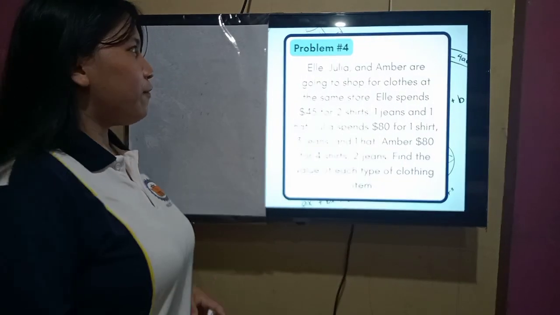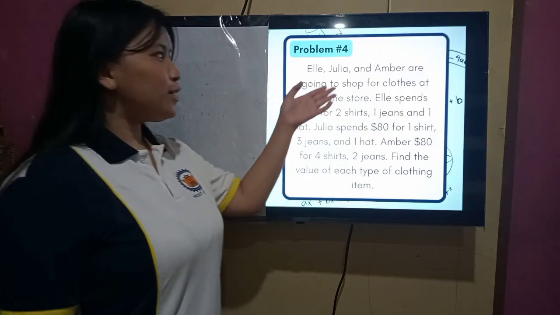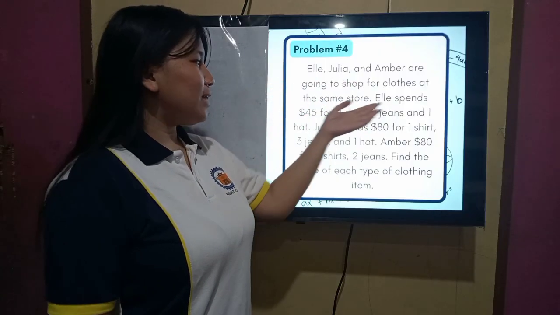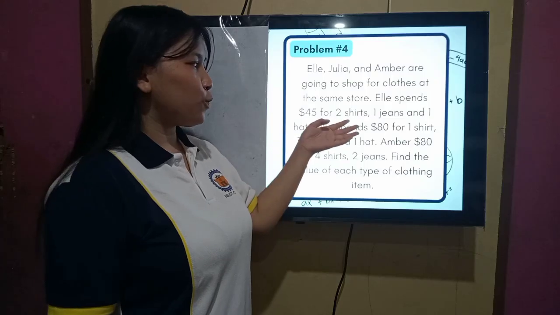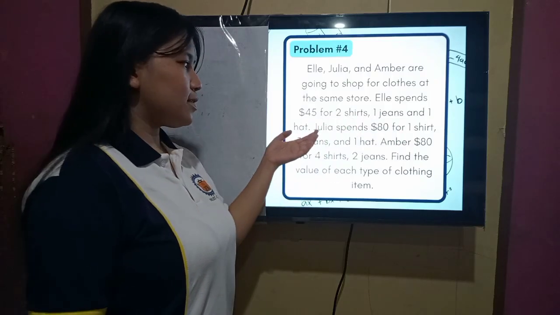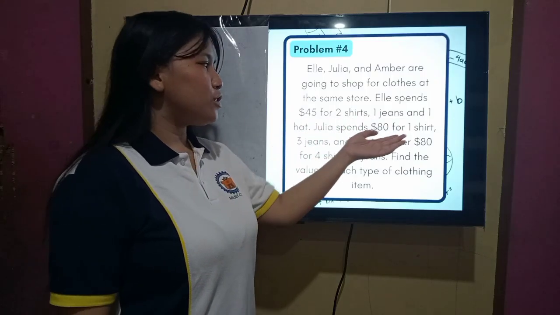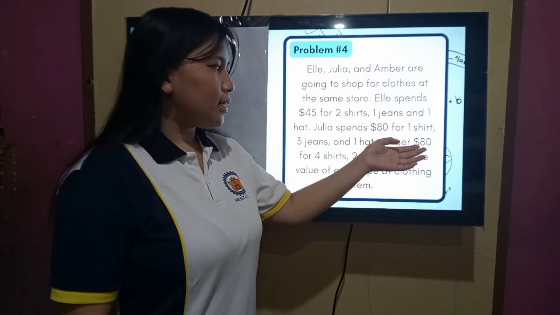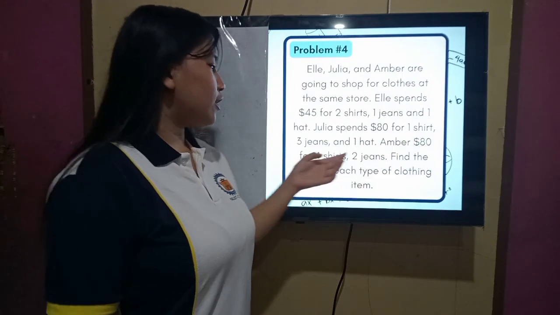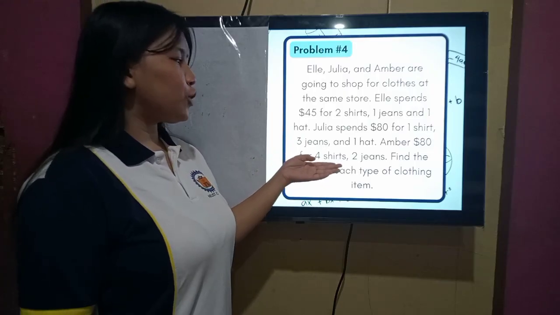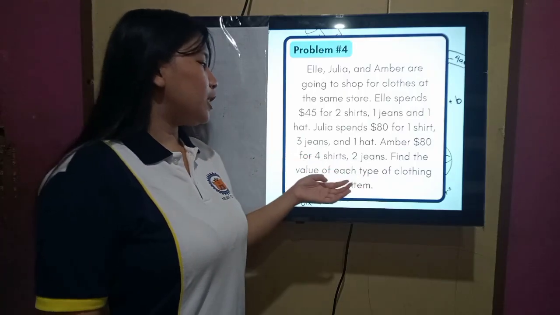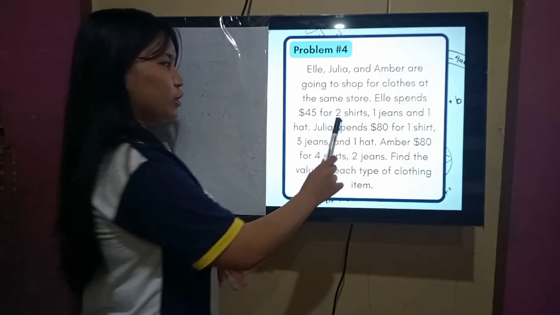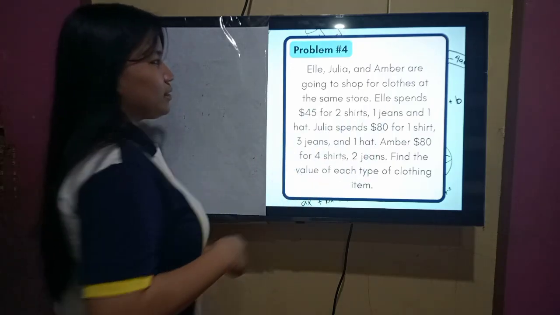So, let's now have problem number 4. Lee, Julie, and Amber are going to shop for clothes at the same store. Lee spends $45 for 2 shirts, 1 jeans, and 1 hat. Julie spends $80 for 1 shirt, 3 jeans, and 1 hat. Amber spends $80 for 4 shirts, 2 jeans. Find the value of each type of clothing item. So, we need to find the value of the shirt, jeans, and hat.